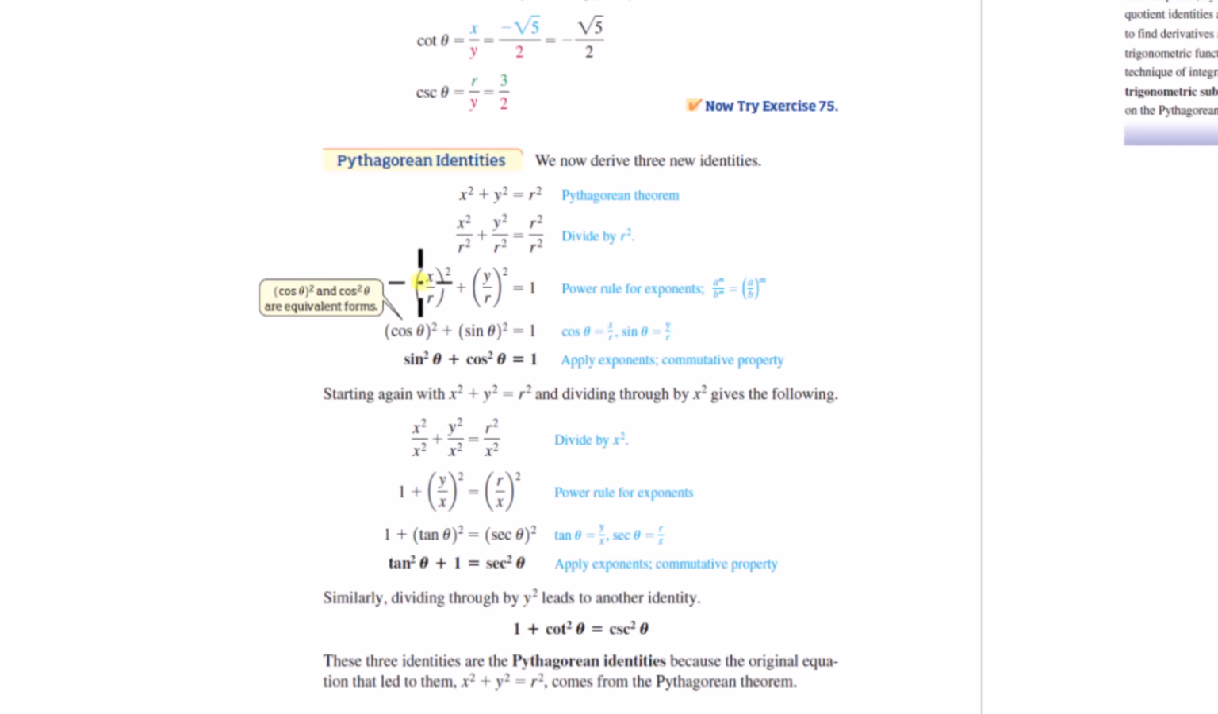Well, x divided by r is cosine theta, and y divided by r is sine theta. So you get cosine squared theta plus sine squared theta is equal to 1. So there's a trig identity: the relation between sine and cosine.